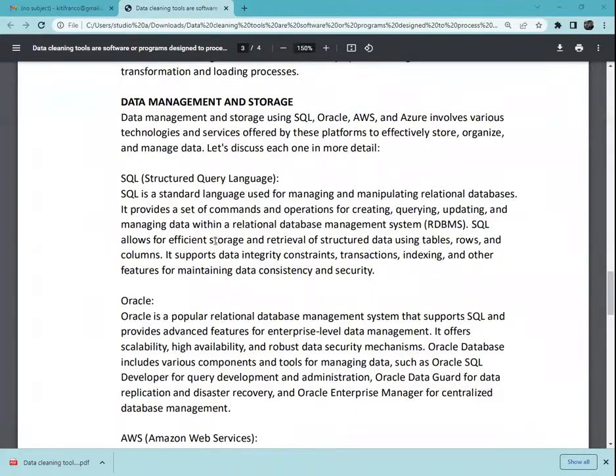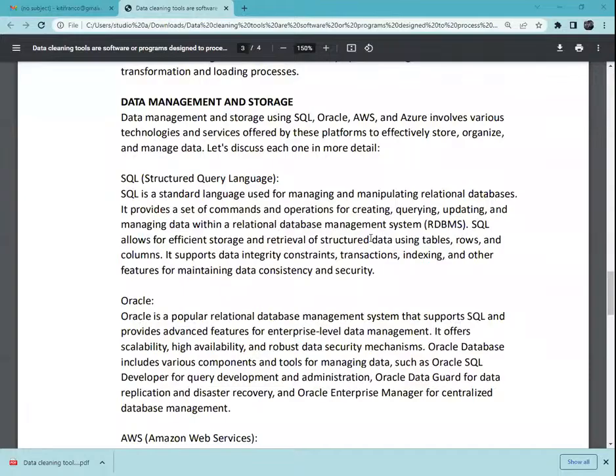It provides a set of commands and operations for creating, querying, updating, and managing data with a relational database management system. So whenever you see these RDBMS, first of all, you know that DB stands for what? Your database. R is relational, database management system. SQL allows for efficient storage and retrieval of structured data using tables, rows, and columns. It supports data integrity constraints, transactions, indexing, and other features for maintaining data consistency and security.